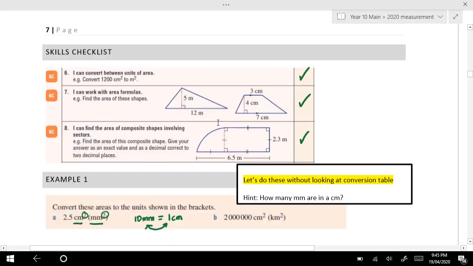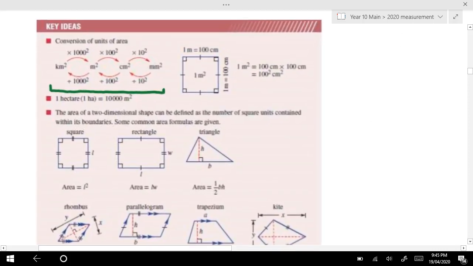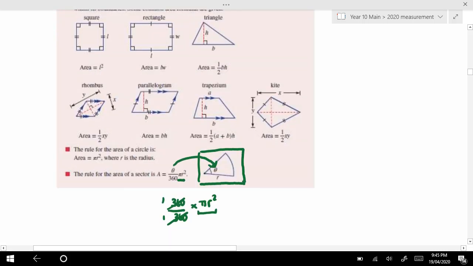And as you can see, if we go up into this conversion table, if I want to go from centimeters squared to millimeters squared, it says here we times it by 10 squared. That's because area is in 2 dimensions. So 10 squared is 10 times 10, which is equal to 100. So if we go that way, we have to multiply by 100. If we go this way, we have to divide by 100. Okay, so that's how we use that.